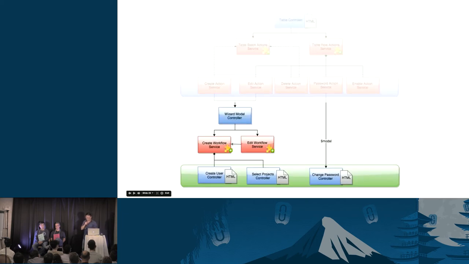Again, this is a UML diagram of what we just talked about. At the very top, you have the wizard modal controller, which depends on a workflow service where you define your workflow with a list of steps. And these steps then point to these individual components that you see here in the green region, okay?